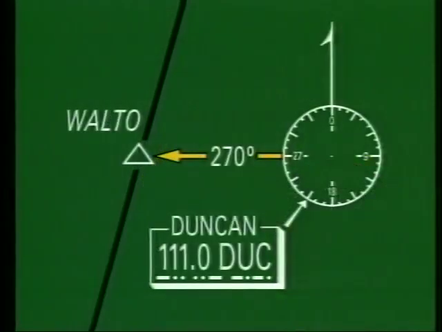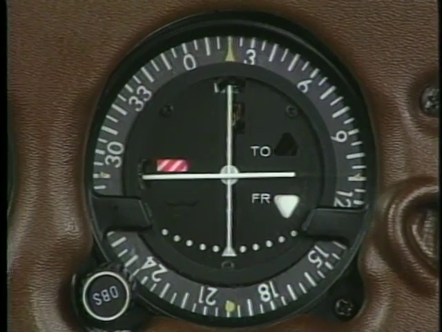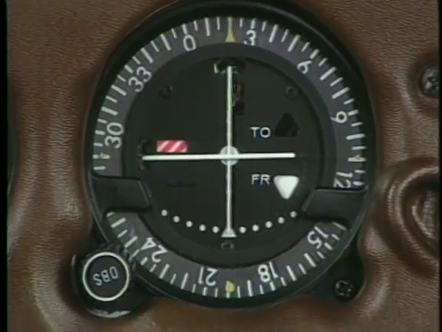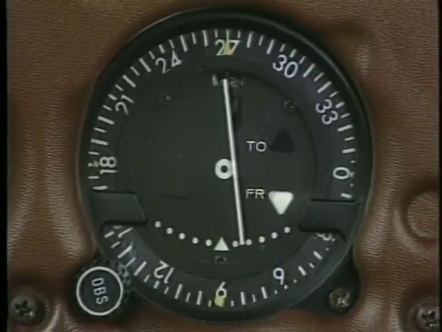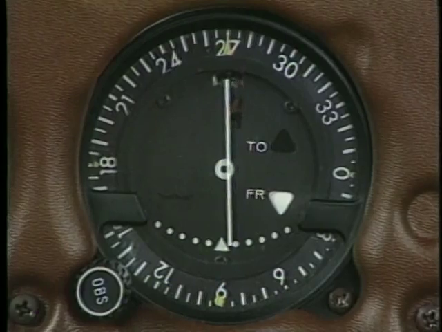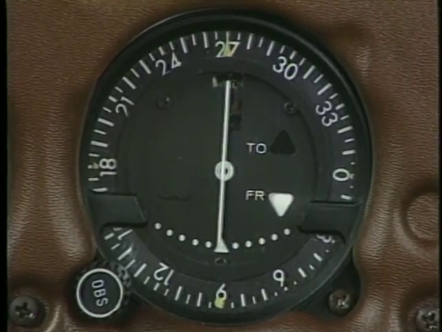Another skill you need for IFR navigation is identifying an intersection that is based on VOR. Here, you identify Walto by the intersection of the airway and the 270 degree radial from Duncan VOR. One indicator is used to navigate along the airway. The other one is tuned to the Duncan VOR, with the OBS set at 270 and a FROM indication. When the needle centers, you are at the intersection.